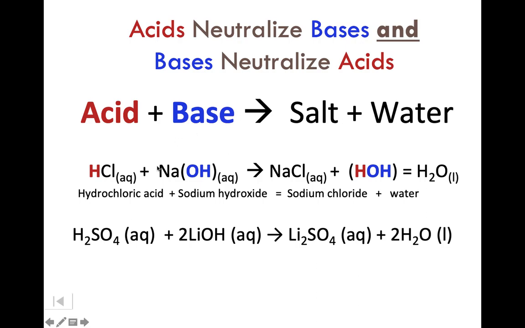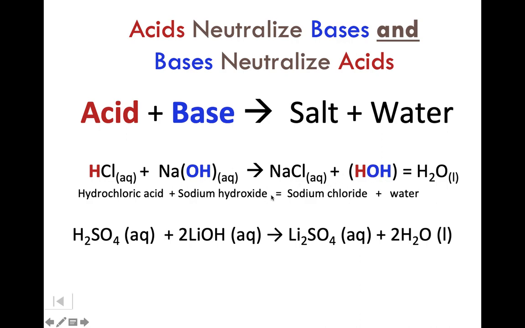So this is a special kind of double replacement, if you remember the double replacements. This is a special kind of double replacement where the H and the OH combine to make HOH, which is water. And then the other ions, chlorine and sodium, combine to make sodium chloride, which is also known as salt. So we take an acid and a base, something very nasty, we mix them together, and all we end up with is salt and water.